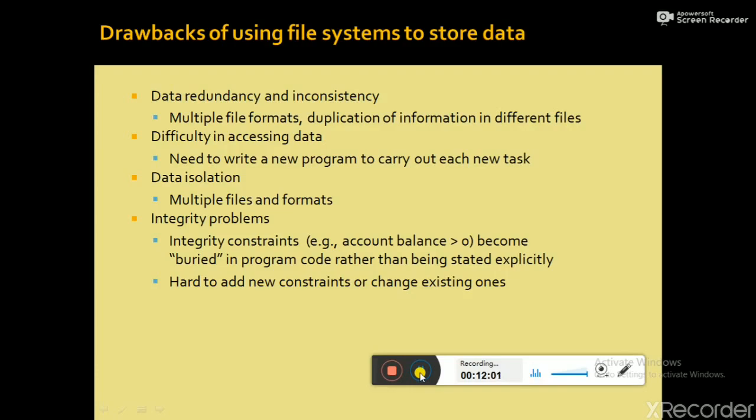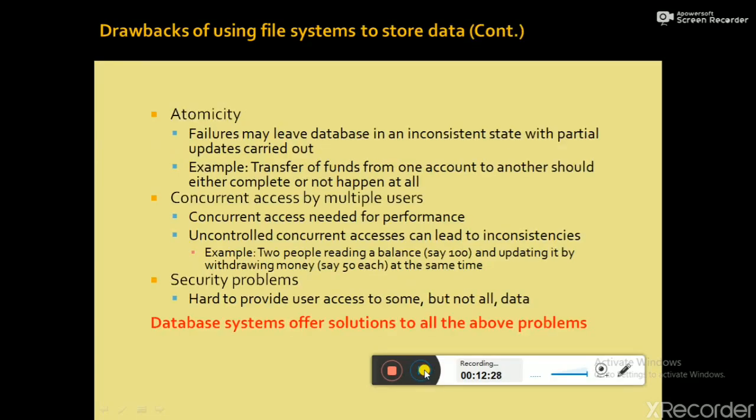For that you need to create an appropriate application program. However, when new constraints are required, then to add the new constraint we have to change our application program to enforce them. So it's quite difficult to change the application program as per our requirement. This is one of the important problems which the file processing system faces. The next drawback of the file processing system is atomicity.